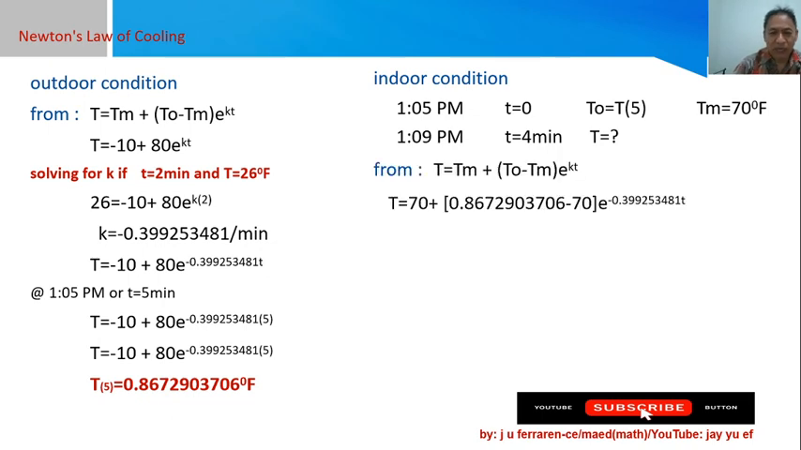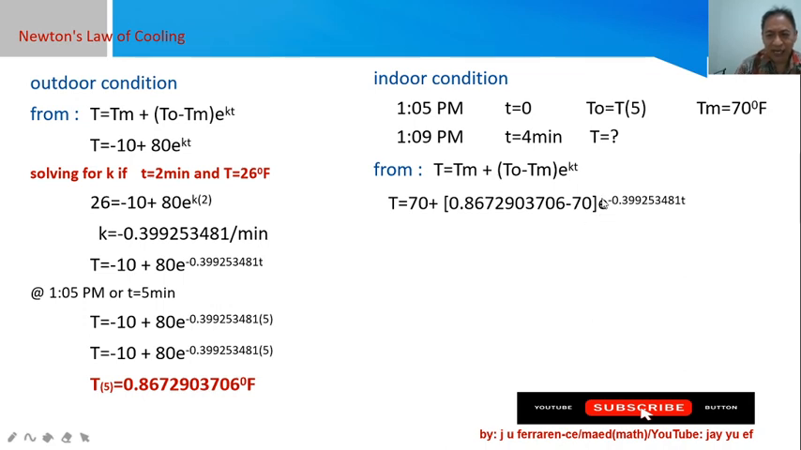The formula will be the same, but we will change the values of T sub M and the difference of T sub O minus T sub M, and then complete it. So T is equal to, where is T sub M? 70, plus T sub O, which is the T sub 5 we calculated, minus 70.